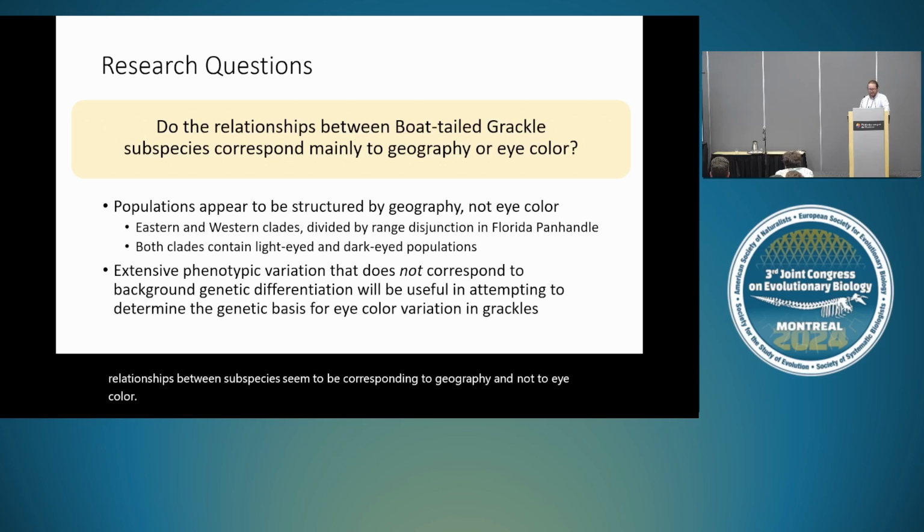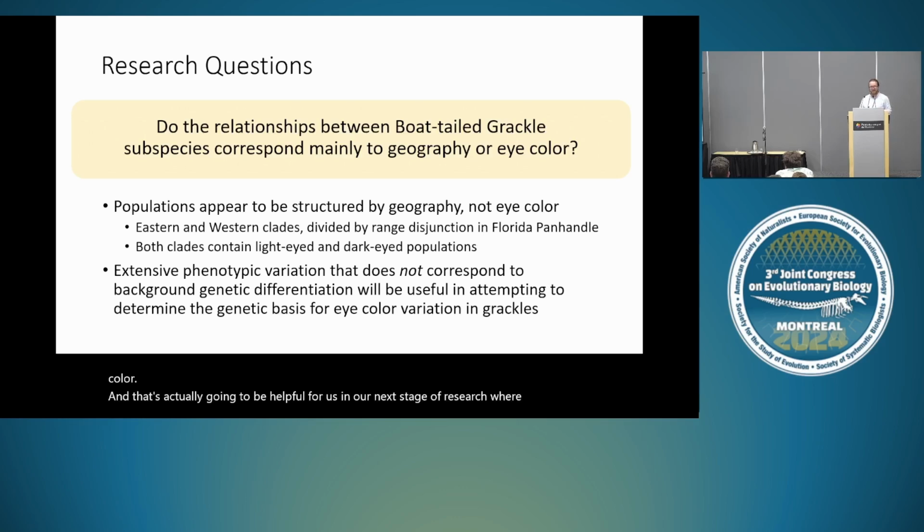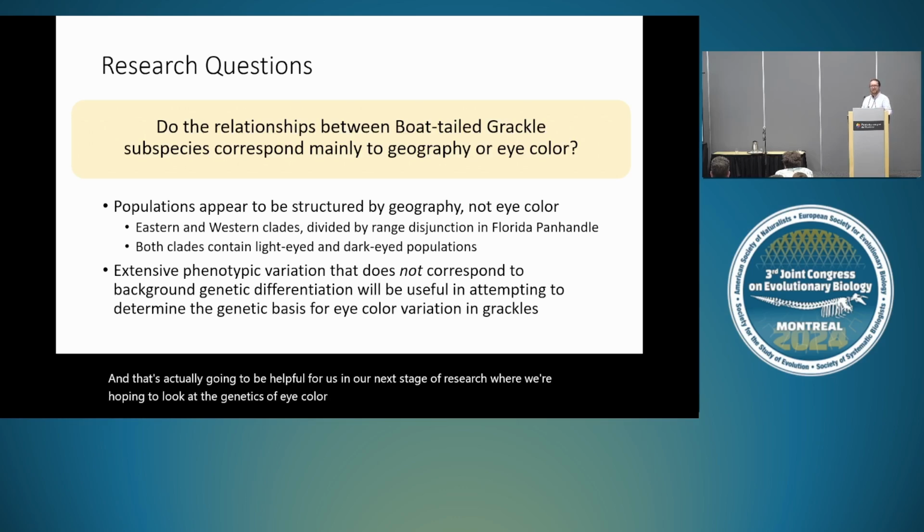And that's actually going to be helpful for us in our next stage of research, where we're hoping to look at the genetics of eye color variation in this species, because we have sort of replicate populations that are not very genetically variable, but they are very phenotypically variable.